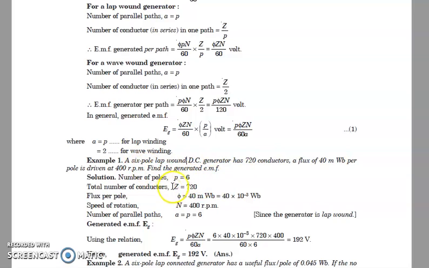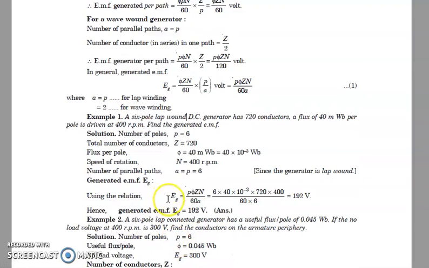P is equal to 6. Z is equal to 720, the number of conductors. Flux φ is given as 40 milliweber, that is 40 into 10 raised to power minus 3. Speed n is given as 400 rpm, and as it is given that it is a lap wound generator, this condition is applicable. Here A is equal to P is equal to 6 because the poles are given as 6. So directly applying the formula, Eg is equal to Pφ Zn divided by 60A, putting the values, and we got 192 volts.